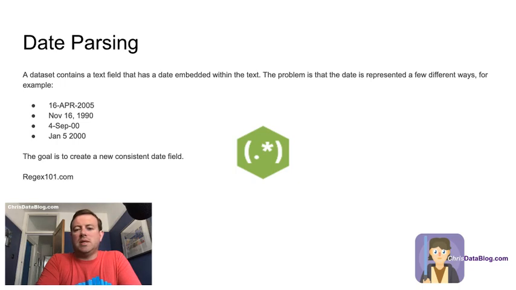The problem is that the date is represented in a few different ways. For example, you've got 16th of April 2005 with the day, month, year split on a hyphen. You've got November 16th, 1990, so you've got the month, then the day, a comma, and then the year. So the goal of this challenge is to create a new consistent date field.